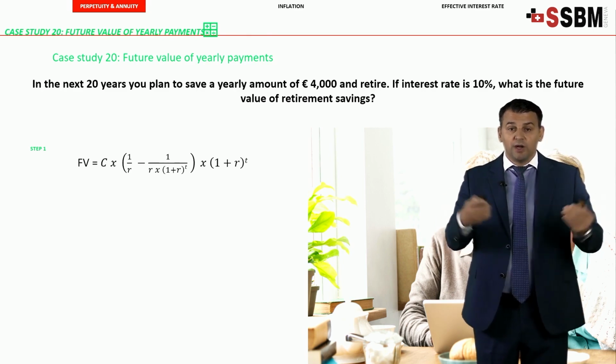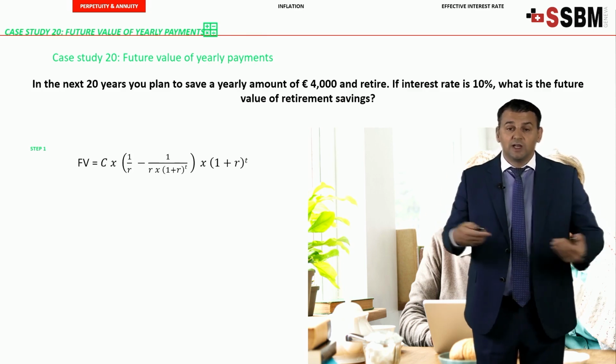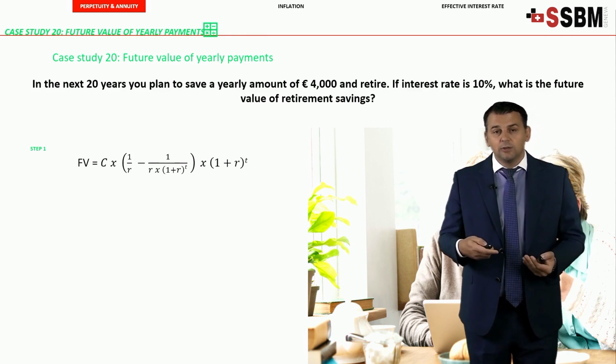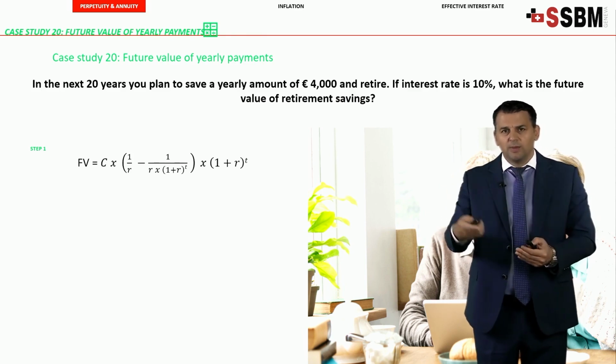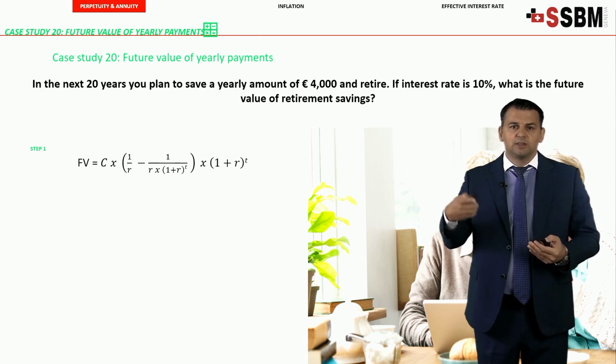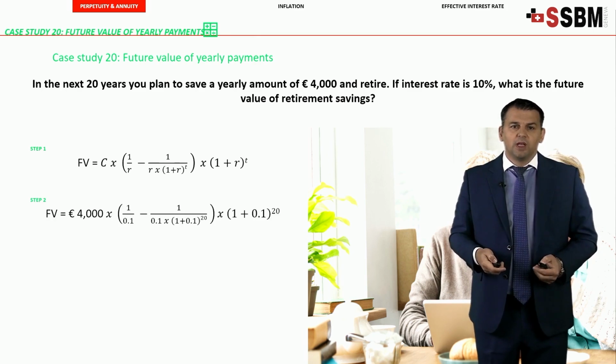You remember, present value times (1 plus interest rate) to the power of the number of years, you will get the future value. So this looks complex, but the logic behind it is very simple. Take the present value and multiply by (1 plus discount rate, interest rate) to the power of T to get the future value. So let's apply it here.